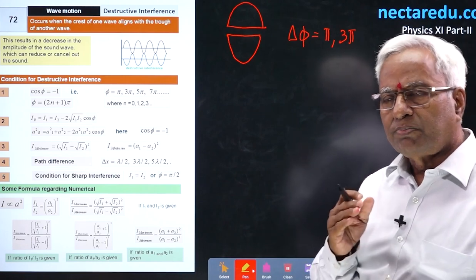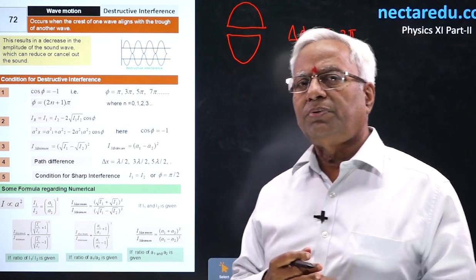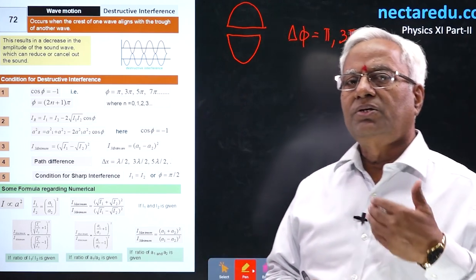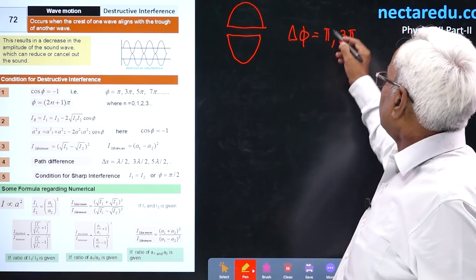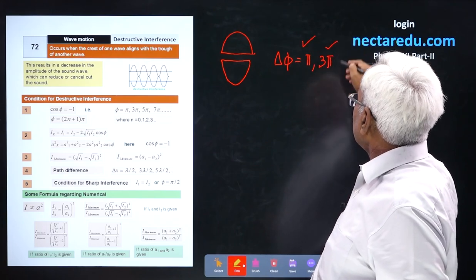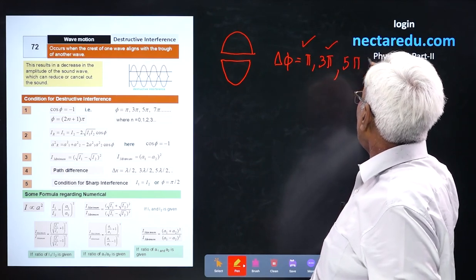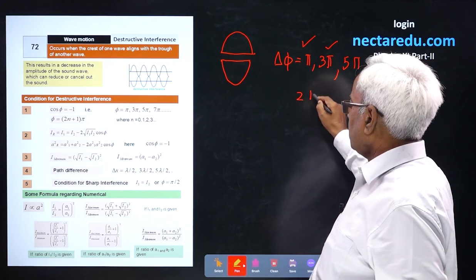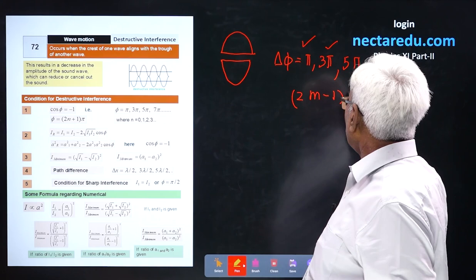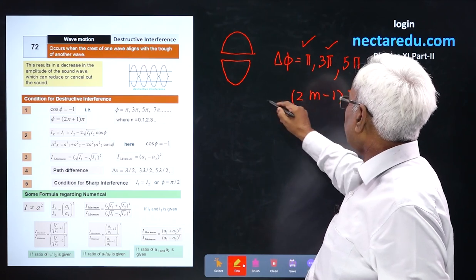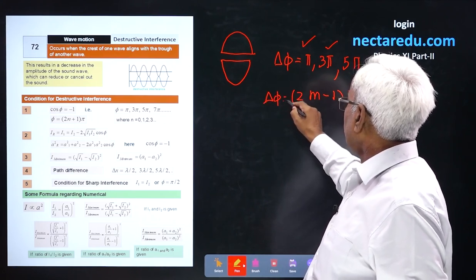You must be aware of this thing. You must know this basic thing that every value is repeated after a difference of 360 degrees, that is one cycle. So, if the phase difference is pi, 3 pi, or better you say odd multiples of pi, which could be written as (2m minus 1) pi, this is the odd pi phase difference.